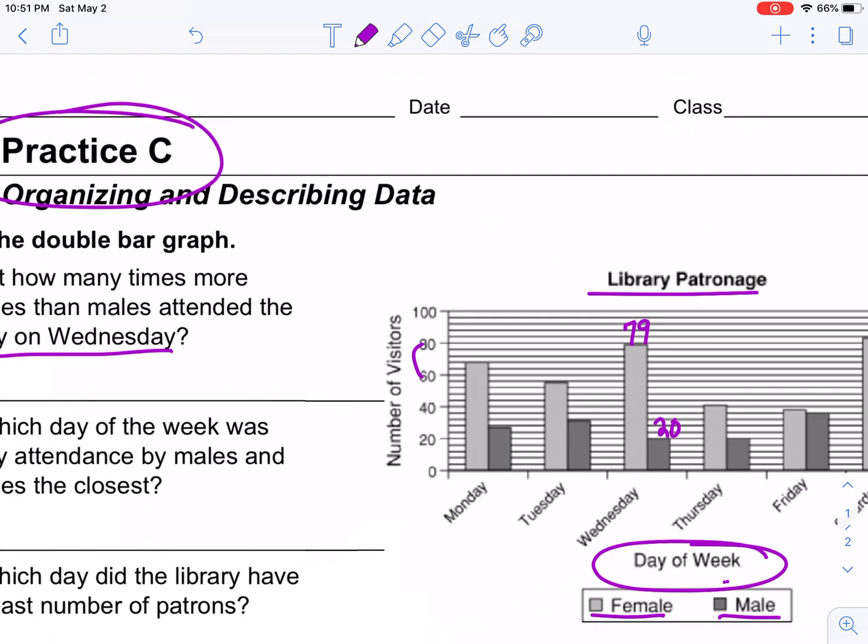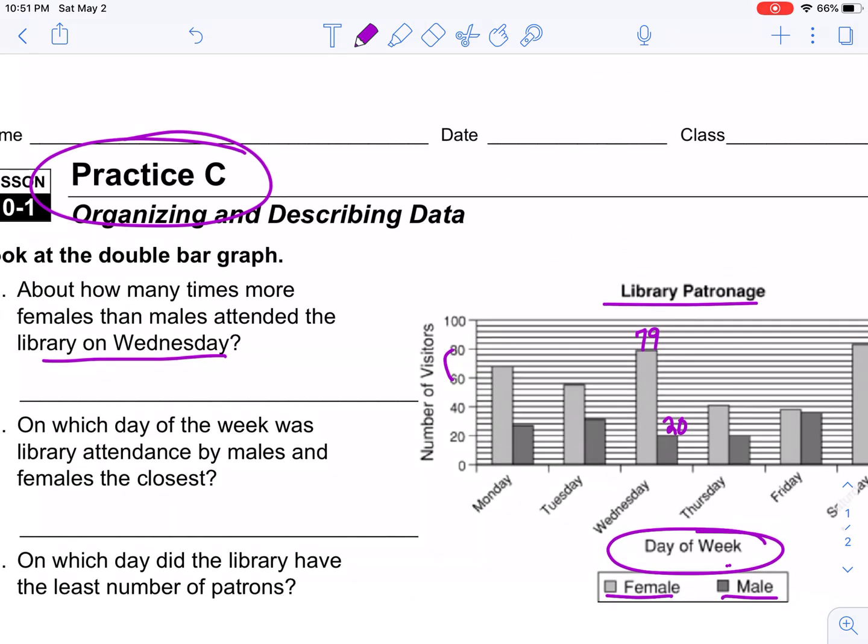So the question says about how many times more females than males. So females to males, I'm going to do 79 and I'm going to divide it by 20. When I do 79 divided by 20, I get about 3.95 or about 4 times. Okay, since it says about, we can take it up to about 4 times the number of males that were at the library were females.